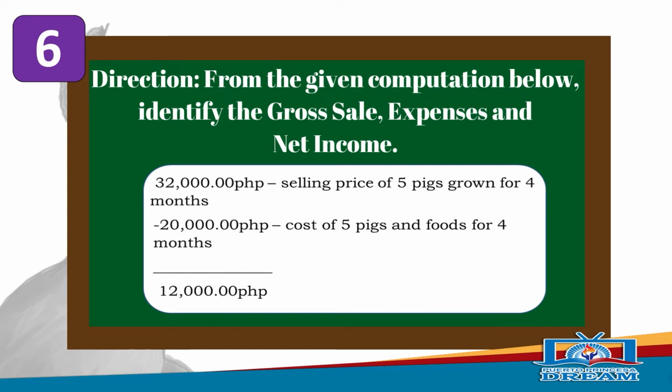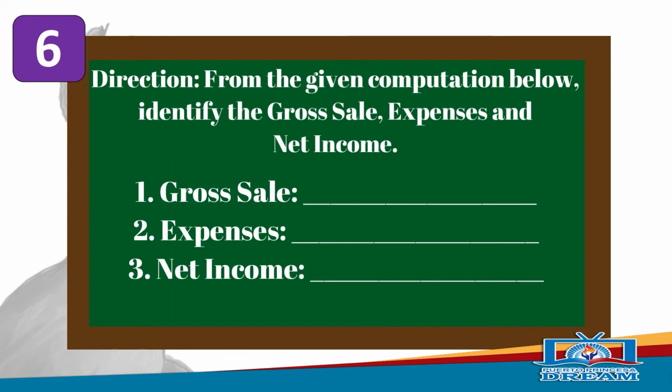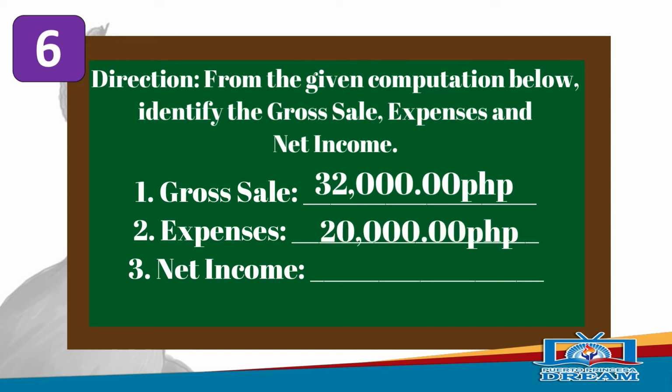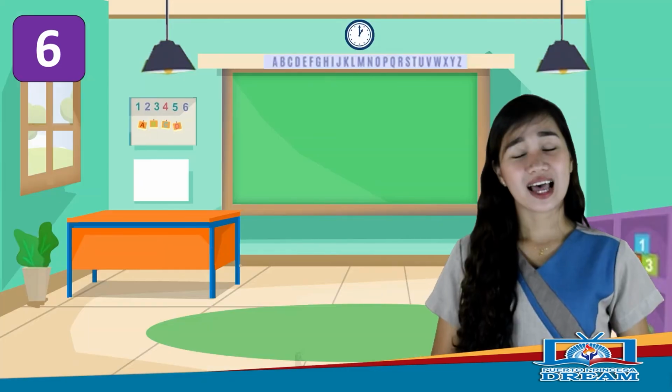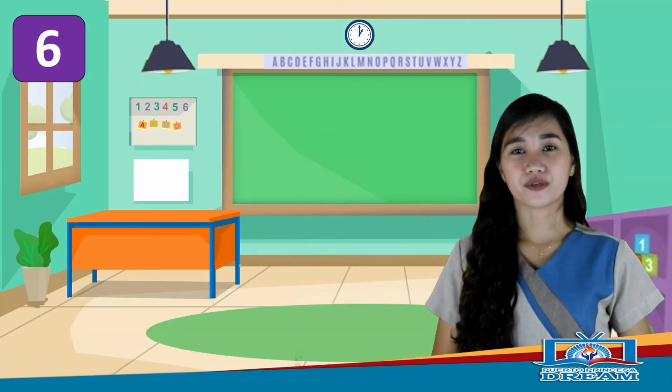So, the difference is 12,000 pesos. Now, how much do you think is the gross sale? You're right, 32,000 pesos, while the expenses is 20,000 pesos. And how much is the net income? 12,000 pesos. Correct. I hope you all got it right. Now, let's see if you understand our topic for today.